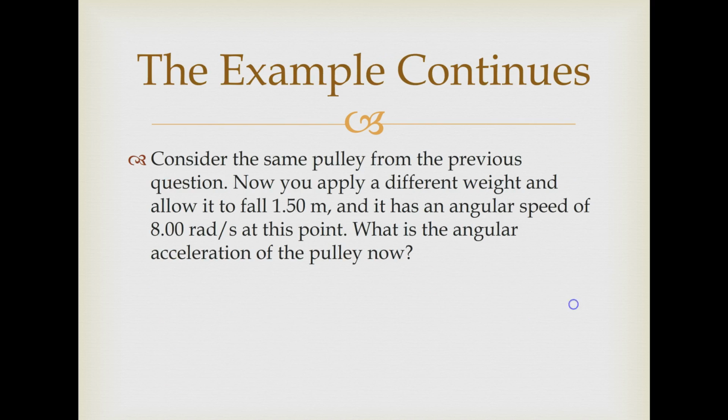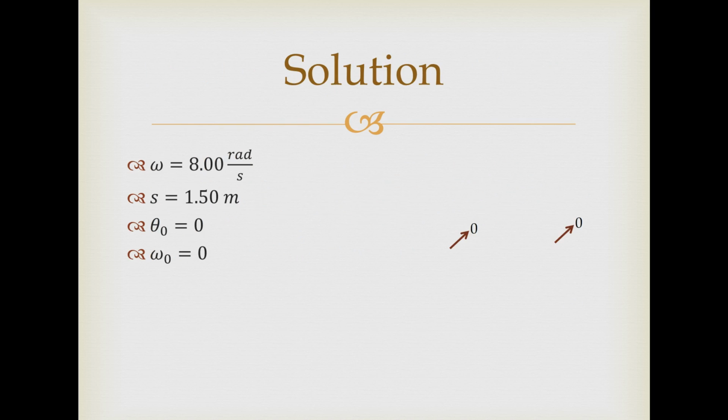Moving on from this, we actually expanded this example a little bit further. Now we're given different information. Now we're told what the final angular velocity is. We're told what the distance it travels is, but what is the angular acceleration? How do we get that information? Well, that brings us to what piece of information do we know?